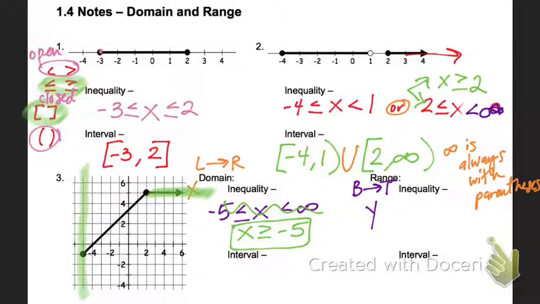My interval notation would be what? I'm going to start with a bracket or parenthesis. Bracket, -5, comma, infinity, parenthesis. Good.